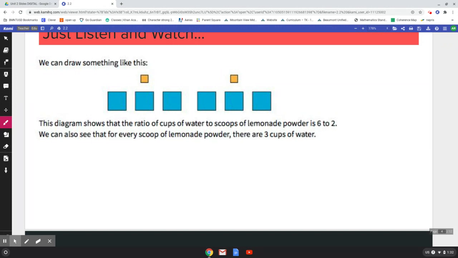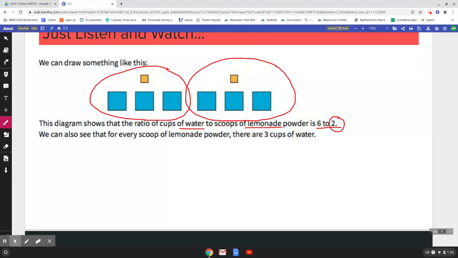So it says this diagram shows that the ratio of cups of water to scoops of lemonade powder is 6:2. So notice how the cups of water, that's blue, there's 6. And then the lemonade is that orange color or that yellowish color, and that would represent the 2. So it says we can also see that for every scoop of lemonade powder, there are 3 cups of water. So if you were to group this like this, and then like this, you would see what the last sentence says.